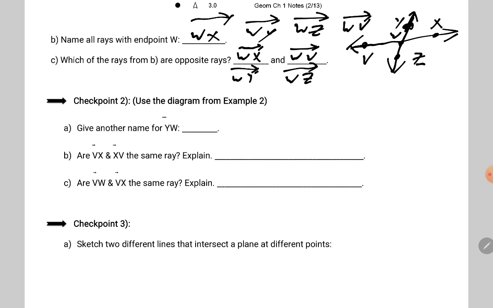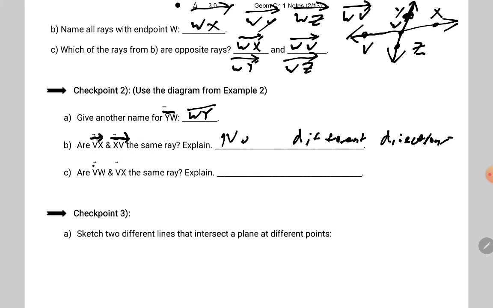Okay. So using the same diagram, another name for segment WY is YW. Don't forget the bar above it. Okay, they're asking, are the ray VX and XV the same ray? No, because they're going in different directions. See, the ray VX starts at V and goes in the direction of X forever and ever. XV starts at X and goes in the direction of V forever and ever.